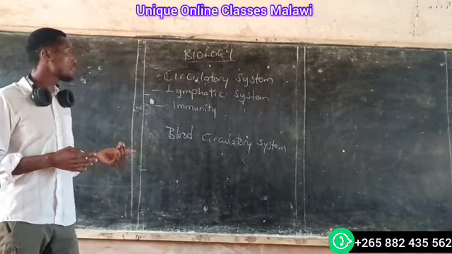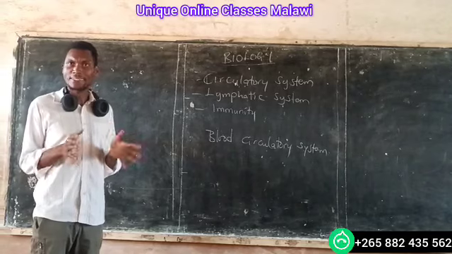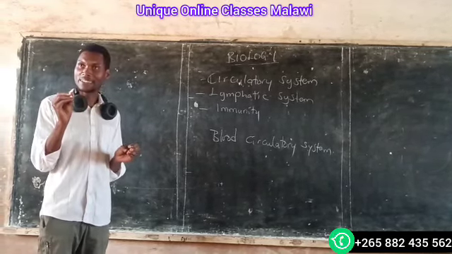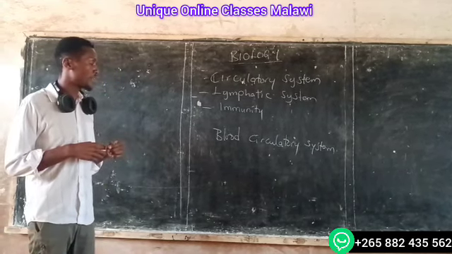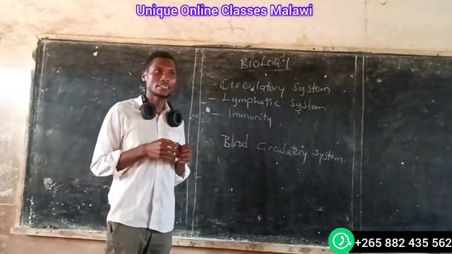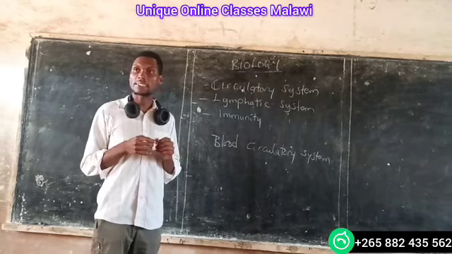At least we have a glimpse of what the structures or even the processes are. We're dealing with the blood circulatory system. In terms of the structures of the blood circulatory system, what are the structures?